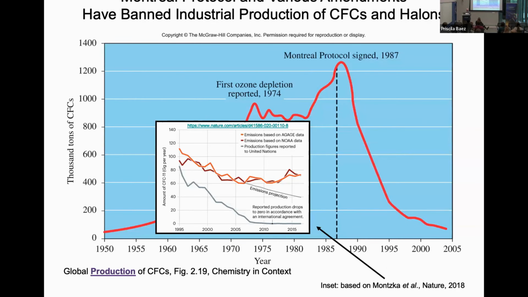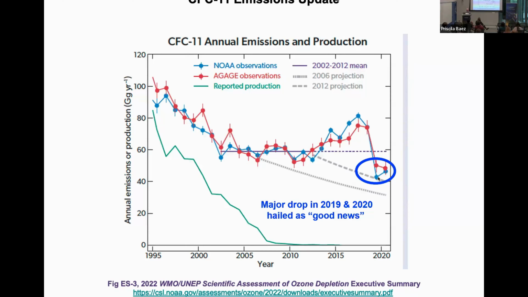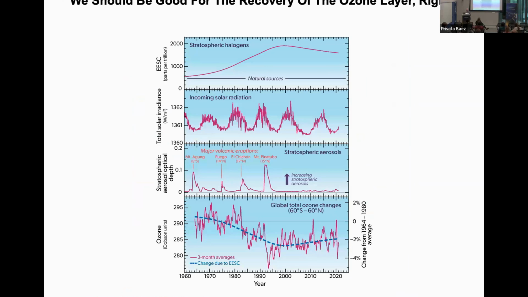So much so that we see in 2019 and 2020 some really good news here. A big drop in the production of CFC, this is CFC-11. So we think we're in good shape in getting rid of the rogue emissions. Okay, and I'm going way too fast, but I have some backup material. Okay, so we should be good for the recovery of the ozone layer.